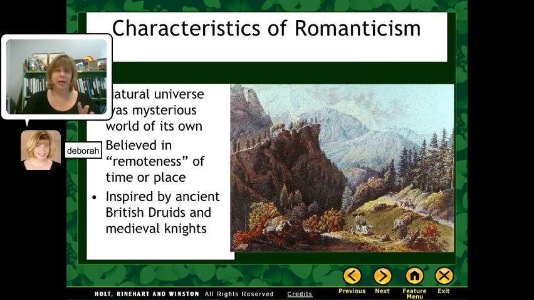So the poets and writers at this time kind of reached back in time. This idea that the natural universe was a mysterious world of its own, that you had settings often in this remoteness of time or place, things long in the past. And they were very much inspired by these visions of things that we studied earlier in the course with Arthurian legends and the quest and the ideas of the British druids and medieval knights and chivalry.